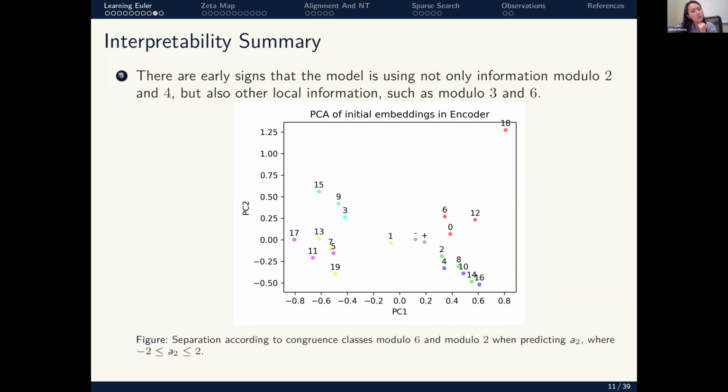We would like to say that there are also early signs that the model is not just using information mod 2 and mod 4, but maybe other local information as well. With a slightly different architecture, we also see the PCA projections separate according to congruence classes mod 6. The plus and minus in gray are always in the middle. Here you will see 0 mod 6 in red, and everything that is 2 mod 6 in green. Then the values that are 4 mod 6 are in blue, and 3 mod 6 is light blue, and so on and so forth. So it's a very common phenomenon for the model to do these congruence class separations.